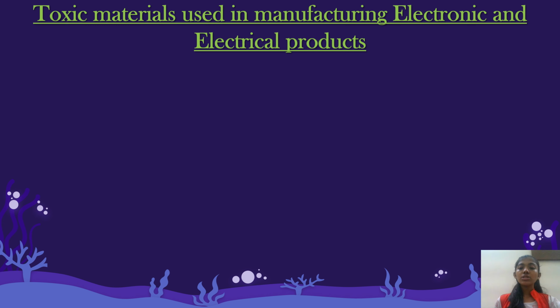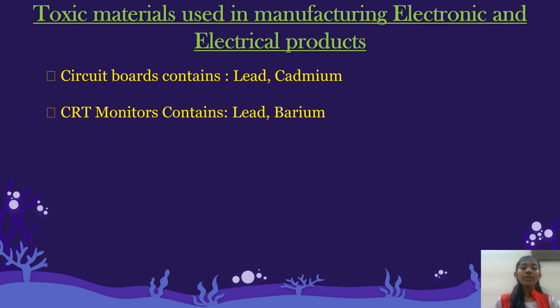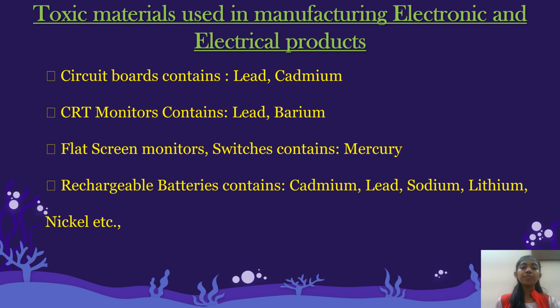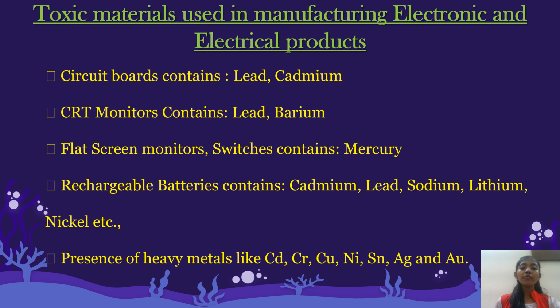Toxic materials used in manufacturing of electronic and electrical products. There are many materials used in manufacturing electronic and electrical products which are toxic, such as circuit boards containing lead and cadmium, CRT monitors containing lead and barium, flat screen monitors and switches containing mercury, rechargeable batteries containing cadmium, lead, sodium, lithium, nickel, etc. and the presence of heavy metals like cadmium, chromium, copper, nickel, tin, silver and gold.